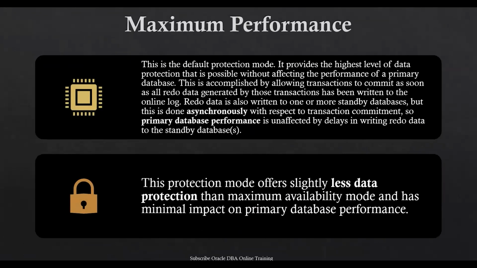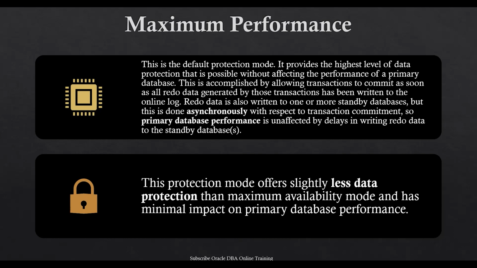So that was maximum availability. Now we are talking about maximum performance. That is your default protection mode. Whenever we talk about maximum performance, it provides the highest level of protection that is possible without affecting performance. So the performance term is very important in this segment, and primary database performance will not be affected. Our standby database replication keeps happening in the background, but your primary database will work as smoothly as possible.